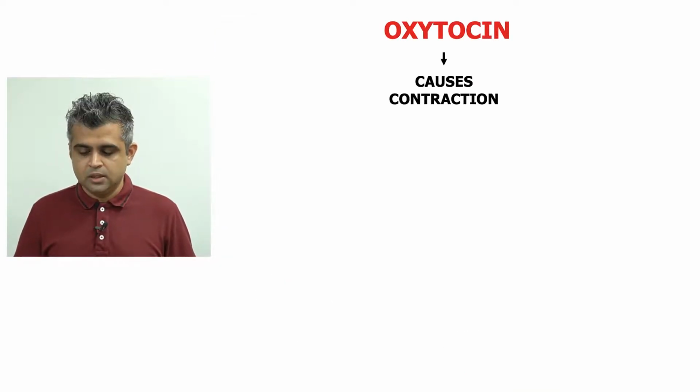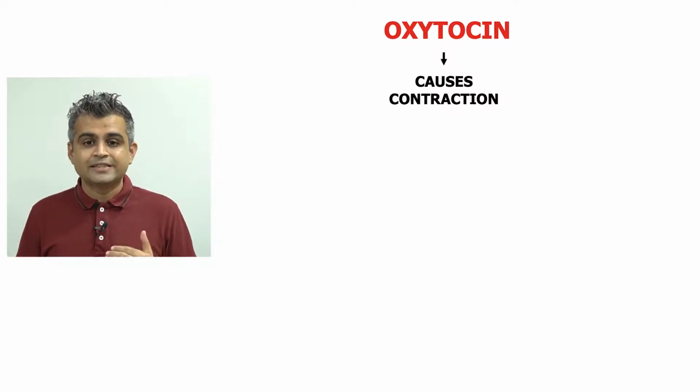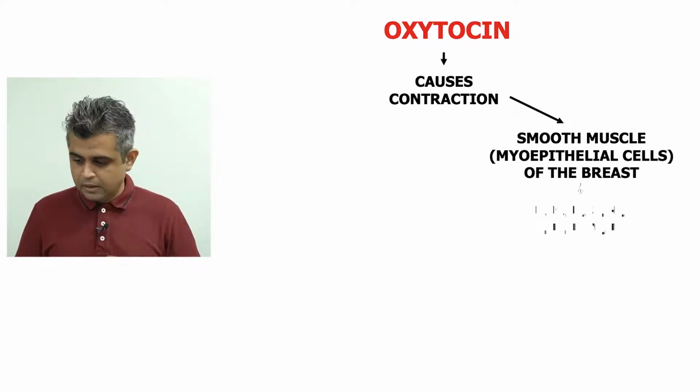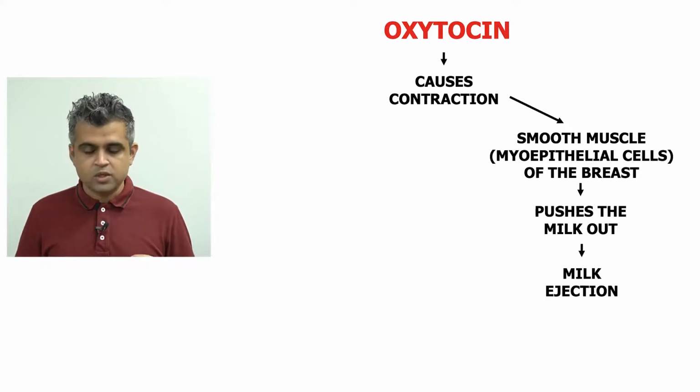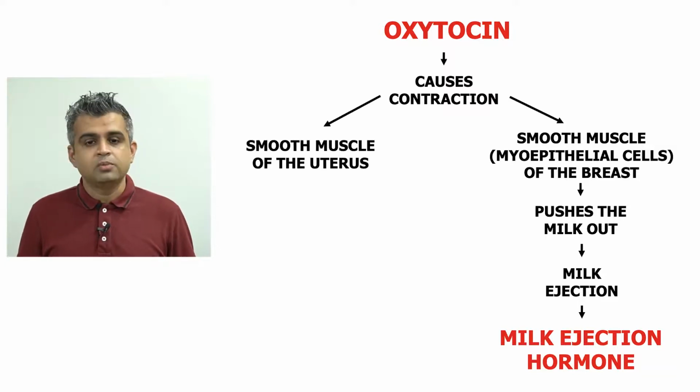So oxytocin is a hormone which basically does just one thing, and that one thing is it will tell a few things to contract. One of the things that it will ask to contract is the myoepithelial cells of the breast, and that will push the milk out, which will cause milk ejection, and hence it is also called the milk ejection hormone. So this is one thing that oxytocin causes contraction of. What is the other thing that oxytocin can cause contraction of? The other thing is the smooth muscles of the uterus.